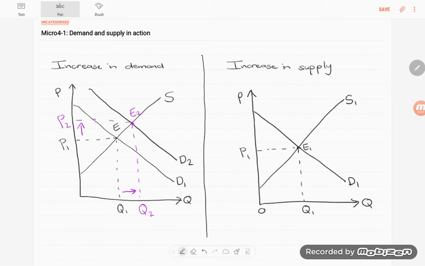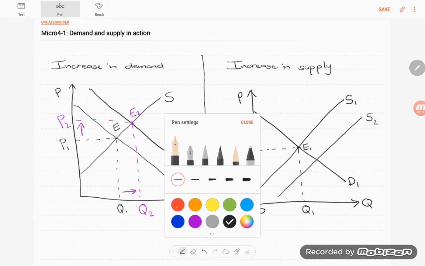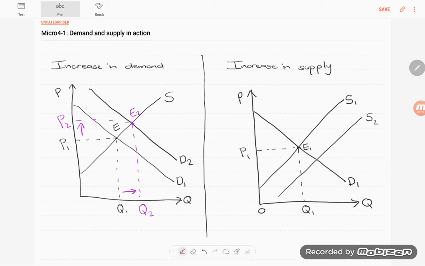Now, what does an increase in supply mean? An increase in supply is a rightward shift in the supply curve to, say, S2. This means we now have a new equilibrium at E2. Our new equilibrium quantity is Q2 and our new equilibrium price is P2. Therefore, if we have an increase in supply, we have a decrease in the price and an increase in the quantity at equilibrium.